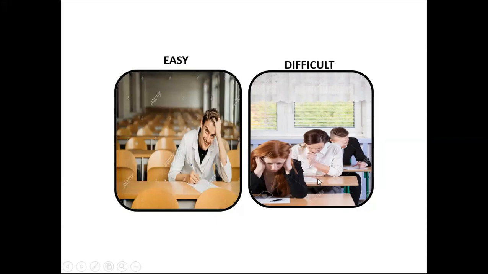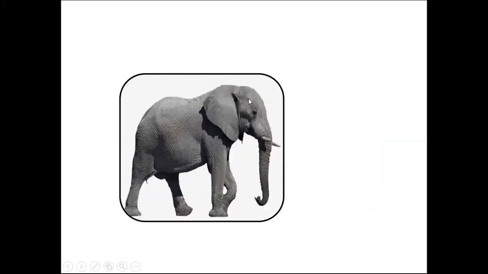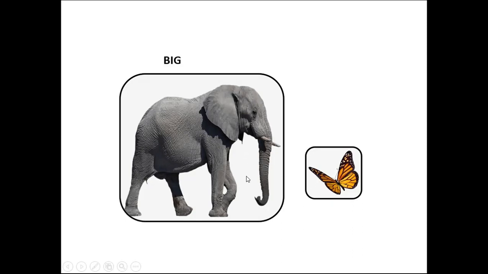Maybe this is English and this is mathematics. Maybe. Or maybe this is mathematics and this is English. Probably. Easy and difficult. This is an elephant, and this is a butterfly. Elephant and butterfly. So in comparison, the elephant is big, but the butterfly is small. So big and small.